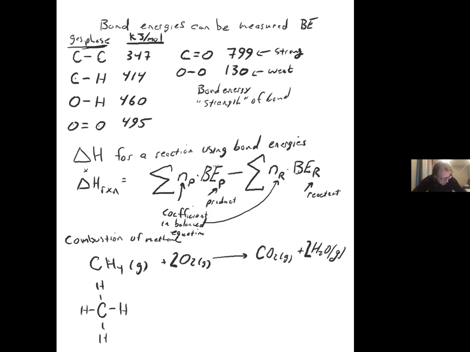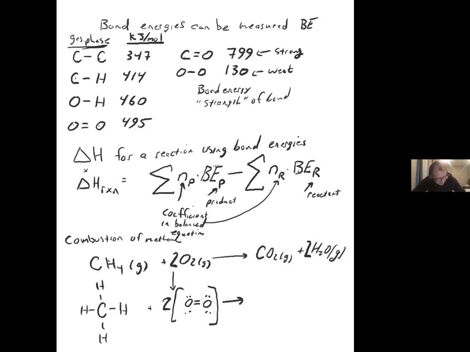Then you got two oxygens. So I'm going to put 2. And then you got oxygen. Oxygen is a double bond. That's the accepted Lewis structure for oxygen with 2 lone pairs on each. So notice I put a 2 there. That 2 is from the coefficient, so it's got to be balanced.